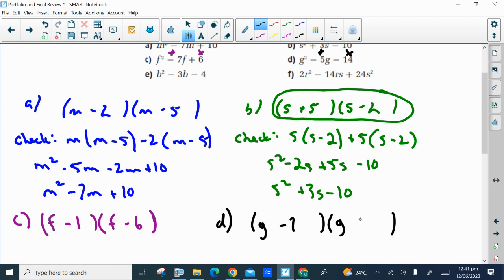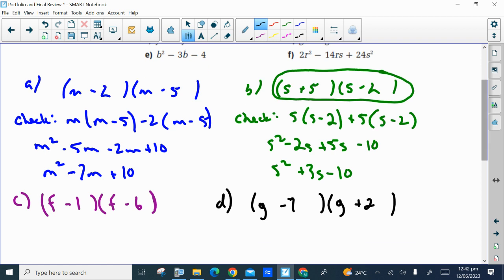Negative 7 and positive 2 work. They multiply to get negative 14, they add to get negative 5. Those are the factors. And you could check by multiplying it out, you would get what you start with.